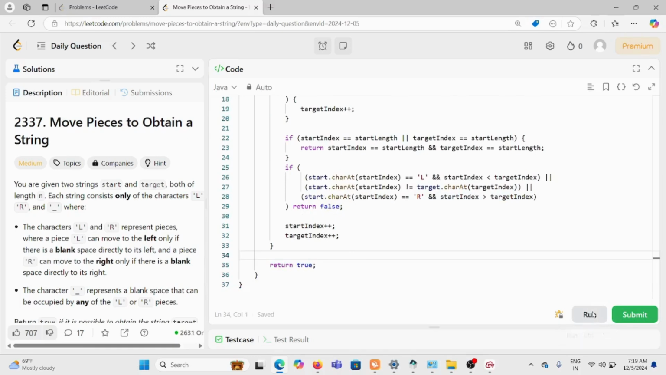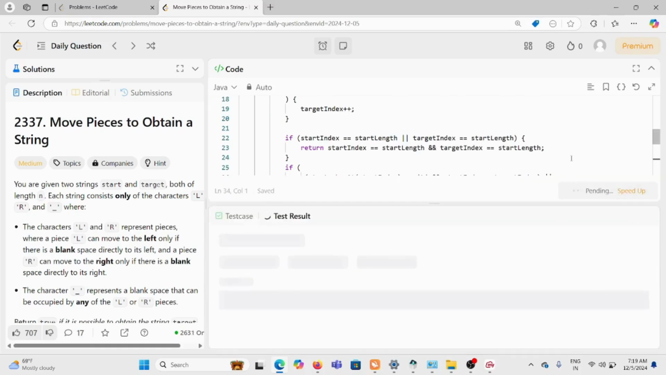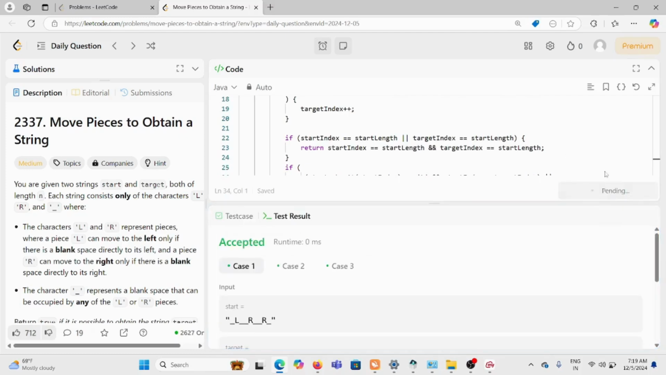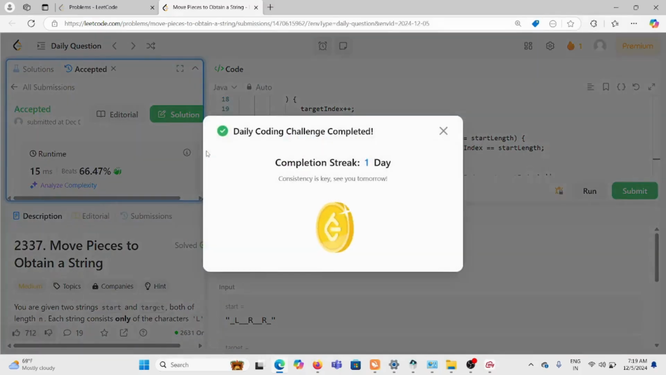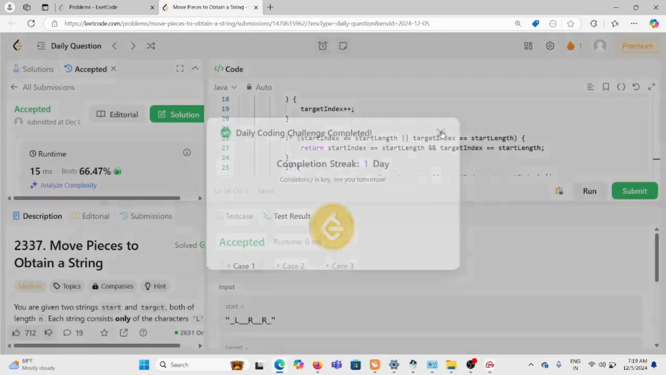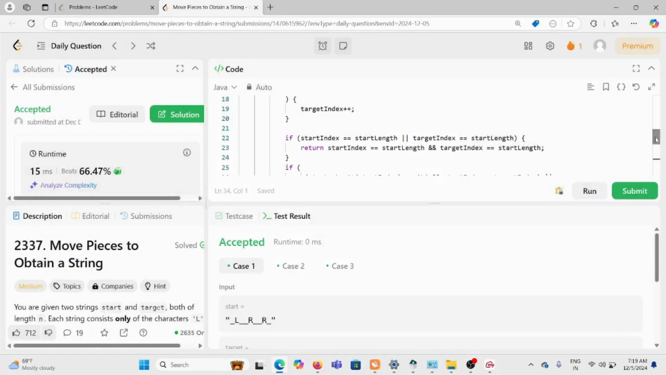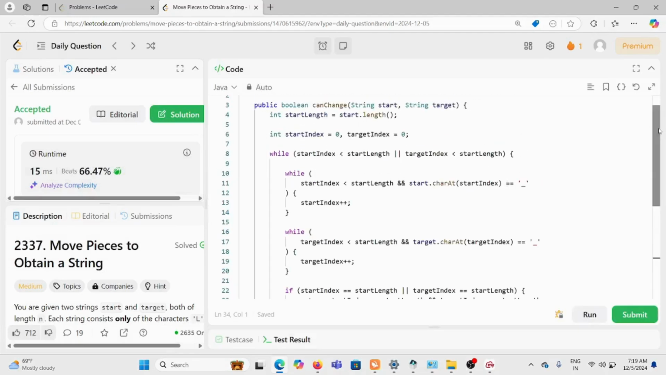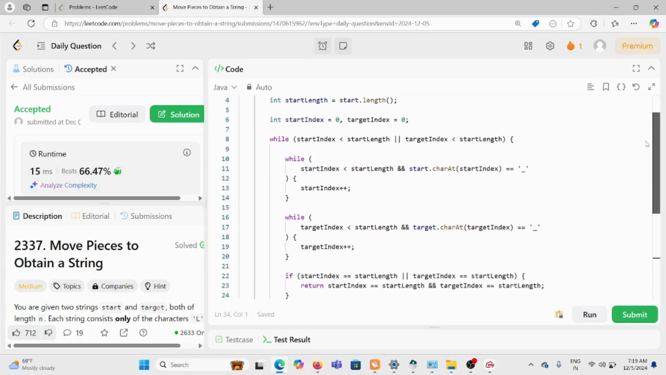Let me execute my code. I am executing it, let me try to submit it. Yeah, so it is accepted. We are taking O of n time complexity, and we are not taking any extra space.